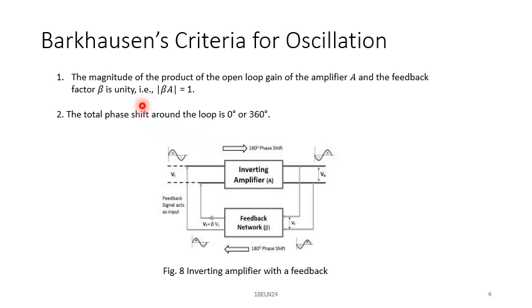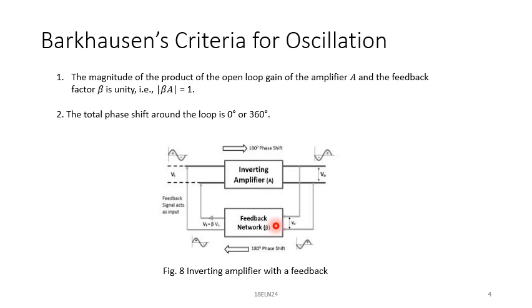The first is that the magnitude of the product of the open loop gain of the amplifier and the feedback factor beta is unity. That is the magnitude of beta into A, the product of amplifier gain. The second condition is the total phase shift around the loop is 0 degree or 360 degree. So the first condition means the magnitude of the product of open loop gain, that is A, and its feedback factor should be equal to 1.